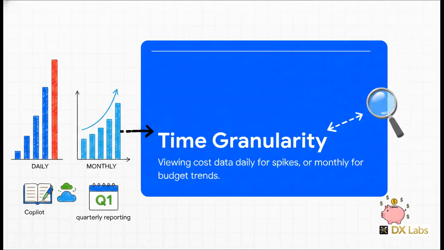Let's define time granularity really clearly. Viewing data daily is perfect for spotting sudden unexpected spikes. Viewing data monthly is best for tracking long-term budget trends. As a real-world example, let's say your finance team is only supposed to use Copilot for quarterly reporting. If you select a daily time granularity and suddenly see a massive daily spike in January, well, that instantly tells you someone outside of finance might have been misconfigured and is currently using the tool.